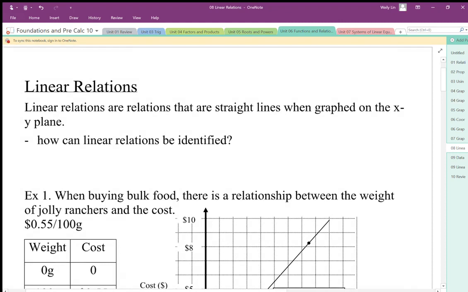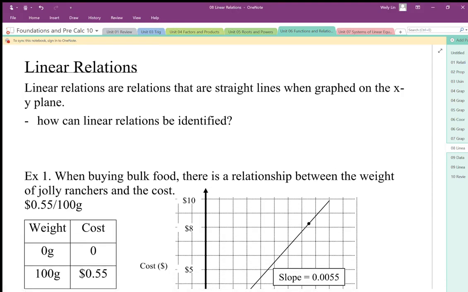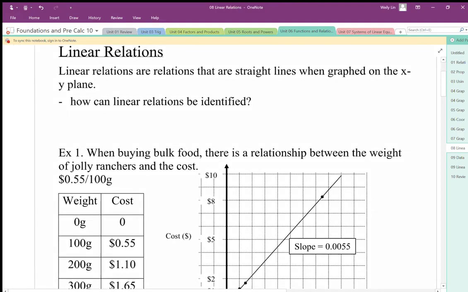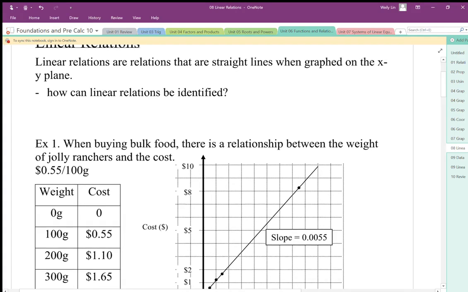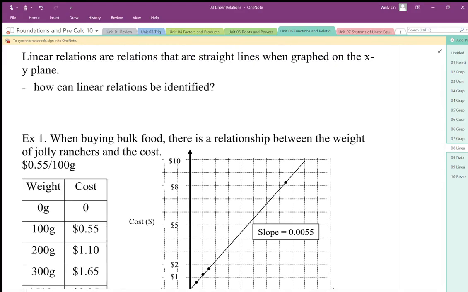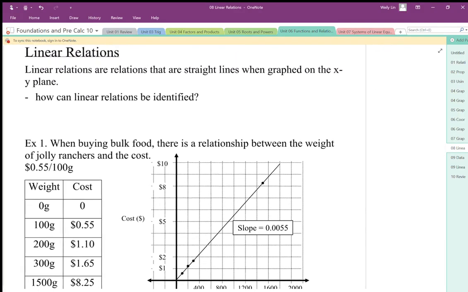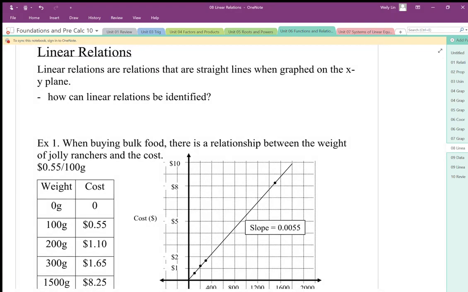I'm looking at relations and functions, and we've seen that we can graph relationships using a coordinate plane. When we graph these relationships, we can see specific patterns. What we're going to start focusing on are linear relations, or straight line patterns, or linear functions, because a straight line will always pass the function test. And so basically, linear relations can be identified by a straight line.